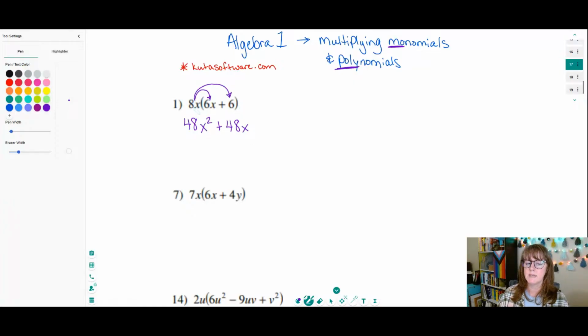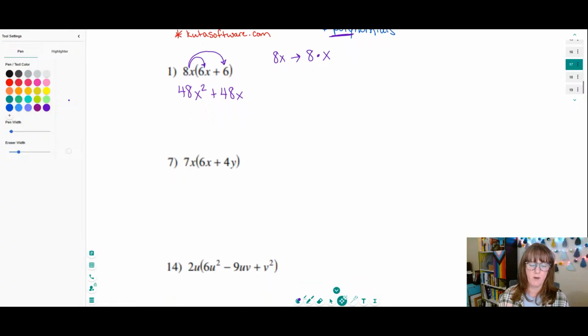Because remember that this 8x really means 8 times x, right? So we're just multiplying all of these numbers and variables together. And typically when we write numbers and variables that are multiplied, we don't put any symbols in there. We just kind of squish them together. All right, and then that's it. That's as far as we can go with this one. So that is multiplied and simplified.